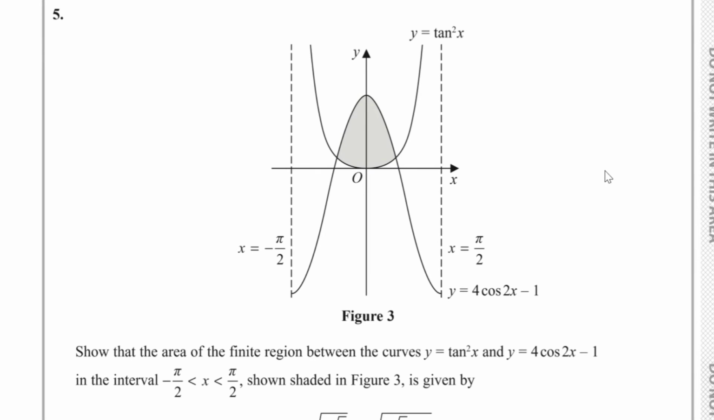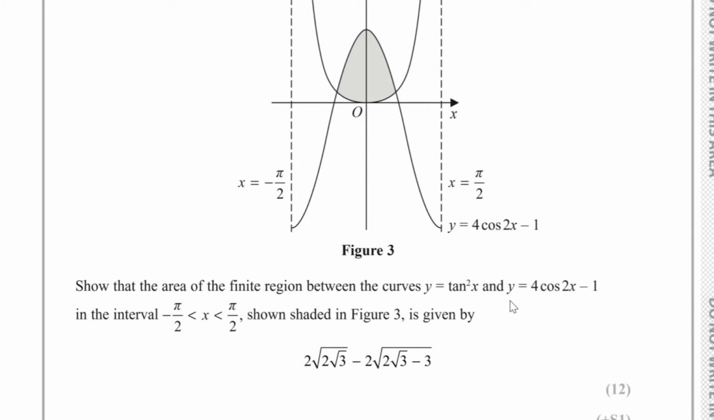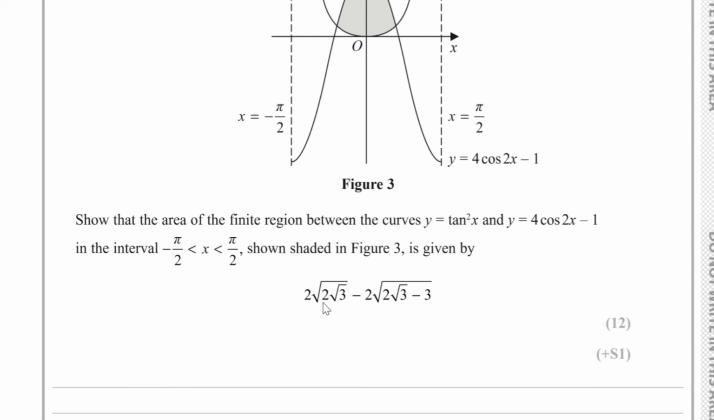Question number 5. We have the graph of y equals tan squared x. We've got the graph of y equals 4 cos 2x. And we have to show that the area of the finite region between the curves y equals tan squared x and y equals 4 cos 2x minus 1 in the interval minus pi over 2 to pi over 2, shown shaded in figure 3, is given by 2 lots of the square root of 2 root 3 minus 2 lots of the square root of 2 root 3 minus 3.